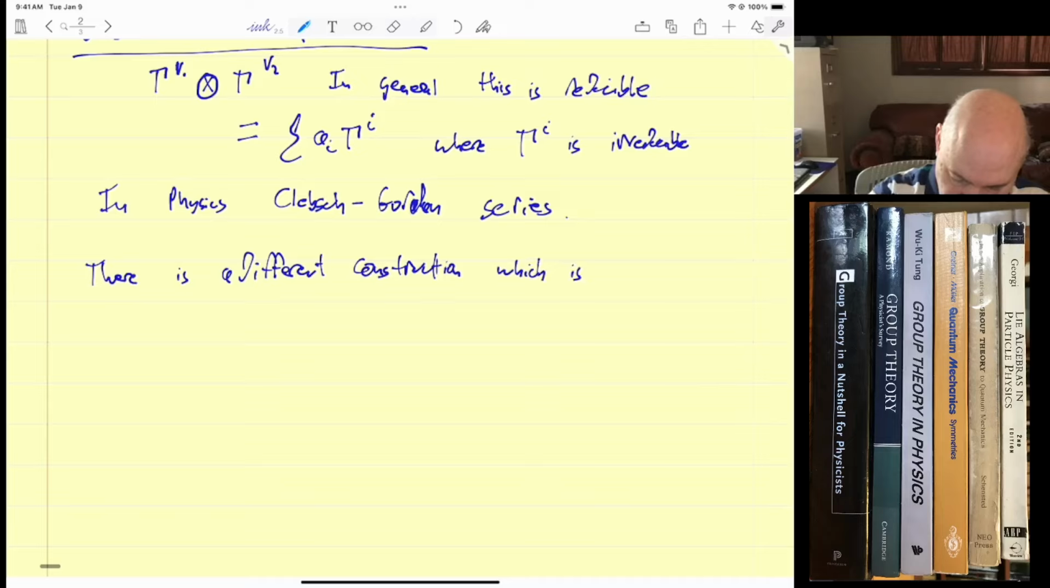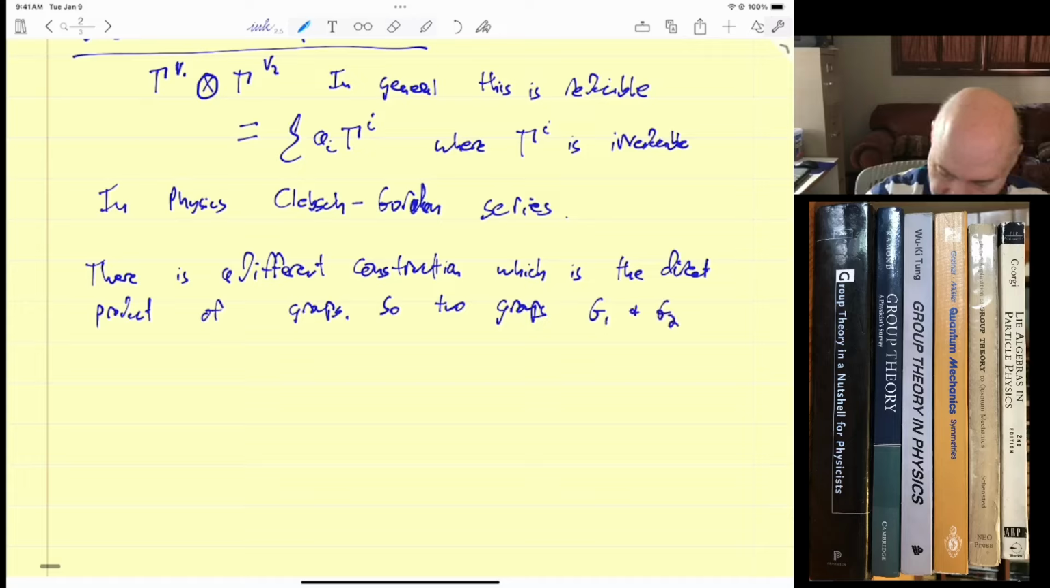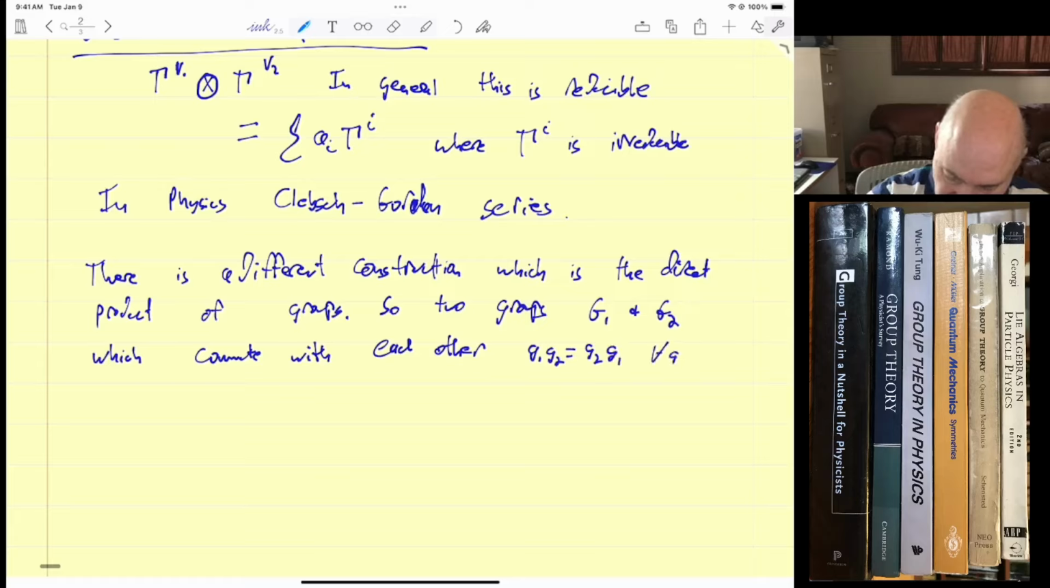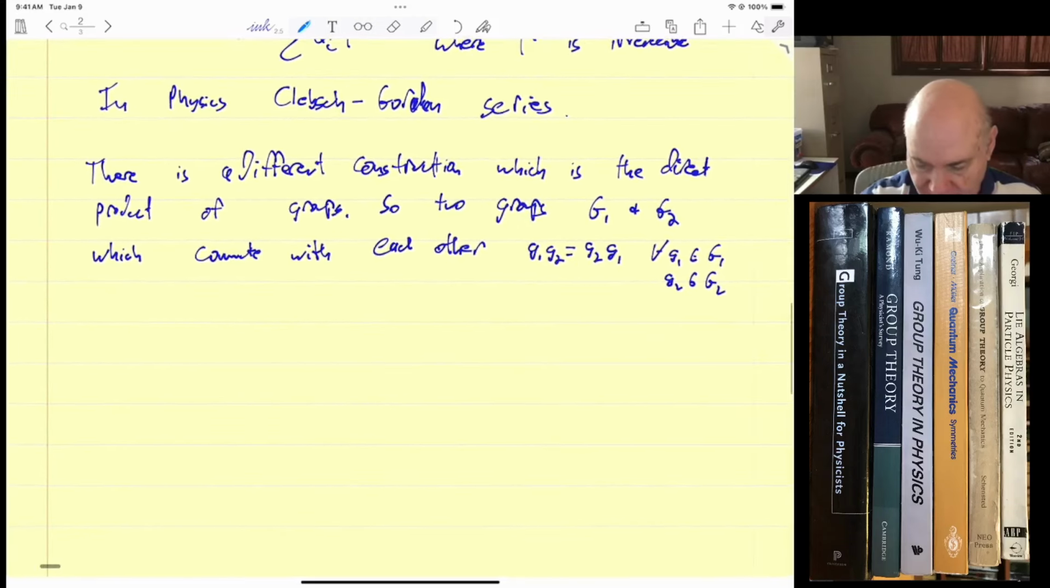Which is the direct product of groups. So if we have two groups, say G1 and G2, which commute with each other, so g1 g2 is equal to g2 g1 for all g1 in G1 and g2 in G2. So in other words, the groups don't interact, or they're not related to each other. An example of this, a simple one, is given in the book.